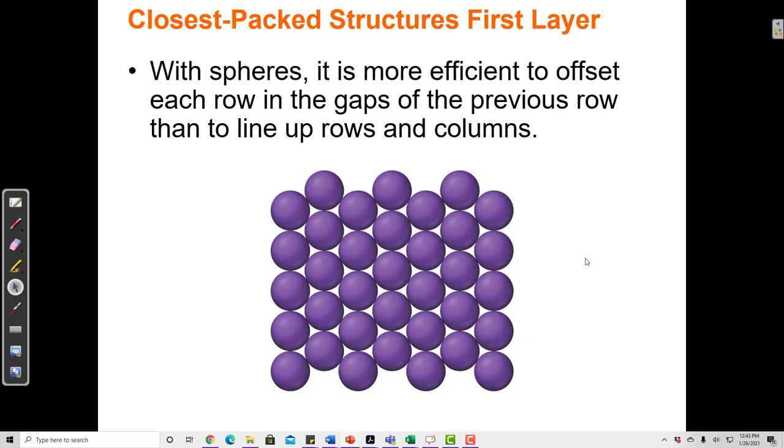So with spheres, it is more efficient to offset each row in the gaps of the previous row than to line up the rows and columns. So this is where we get to some of those unit cells that were not represented before in the cubic. When we were looking at cubic, they're all right next to each other, so the angles are all 90. But if we look at this structure here, these angles are not 90, right? So this is not a cubic unit cell. But it's more efficient for the spheres to pack this way. They're going to have a higher packing efficiency.